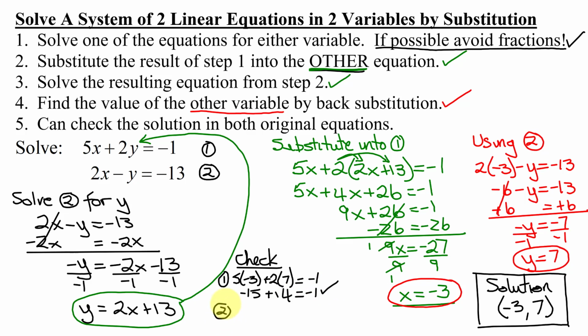That's one true statement, but you have to check it in both equations. Does 2 times x, which is negative 3, minus y, which is 7, equal negative 13? 2 times negative 3 is negative 6 minus 7. Does that equal negative 13? Negative 6 minus 7 is negative 13. Negative 13 equals negative 13. Two true statements, so you know your solution is correct.